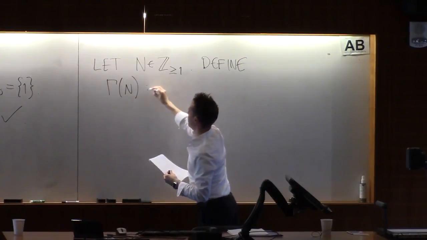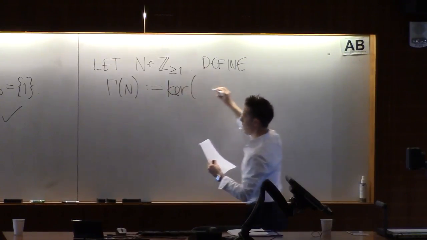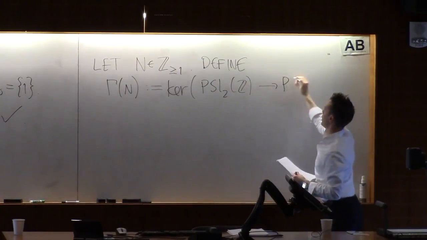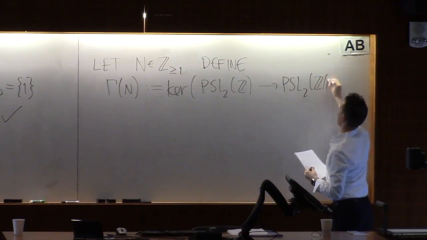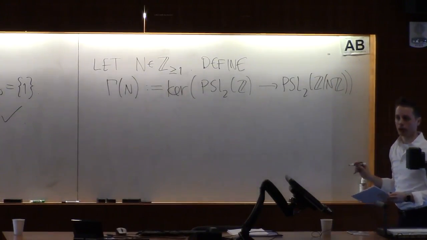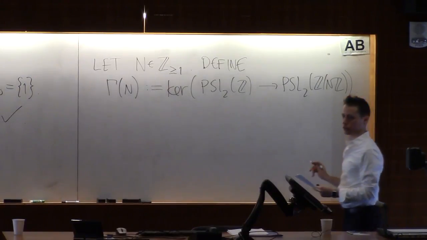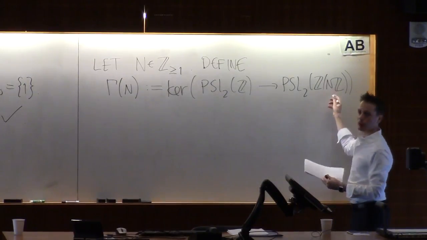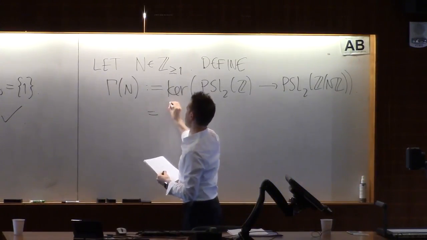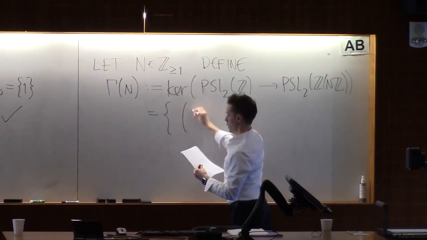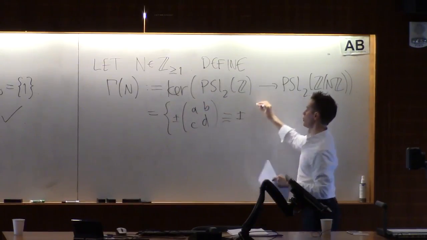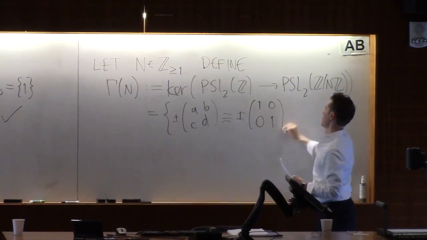Gamma N is just the kernel of the map from PSL2Z to PSL2 of Z mod NZ. This is the homomorphism which replaces a matrix with integer entries by those entries modulo N, which is still a group even though Z mod NZ is not a field, unless N is prime. So you can think about these as matrices A, B, C, D, and I ask them to be congruent to plus or minus the identity mod N.